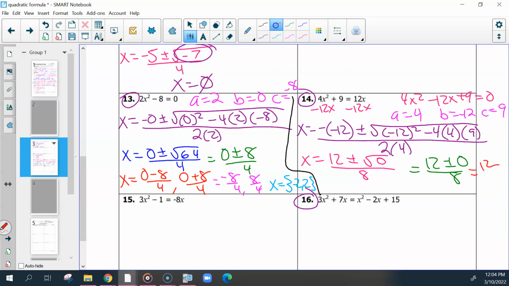So we have 12 over 8. Simplified would be what? 3 over 2. This would only have one answer or one solution. So 3 over 2 would be your one solution. It would touch the x-axis once. Do we have any questions on this?